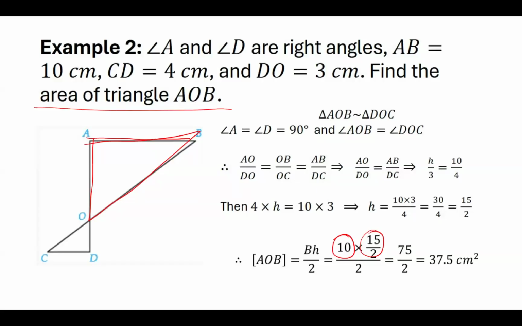And when you divide that by 2, again, you could leave it as a fraction. On WebAssign, you can write this using the diagonal. Or simply, because if you put this in a calculator, it only gives you one terminating decimal, you can input the answer either as a fraction or as a decimal. And that is 37.5. And the units are centimeters squared.